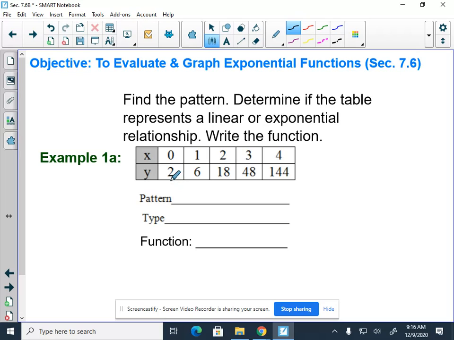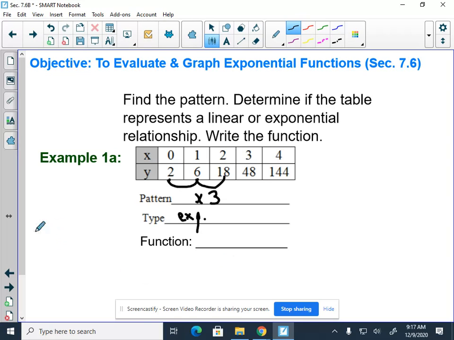So here, to go from 2 to 6, it's either add 4, but then let's look. If we add 4 to 6, we'd be at 10. But if we take it times 3, so the pattern is times 3. If it is times 3 or divide by 3, that's going to make it exponential. So our type we'll put in there is exponential. We're either going to have one of two answers, exponential, linear, or it could be neither.